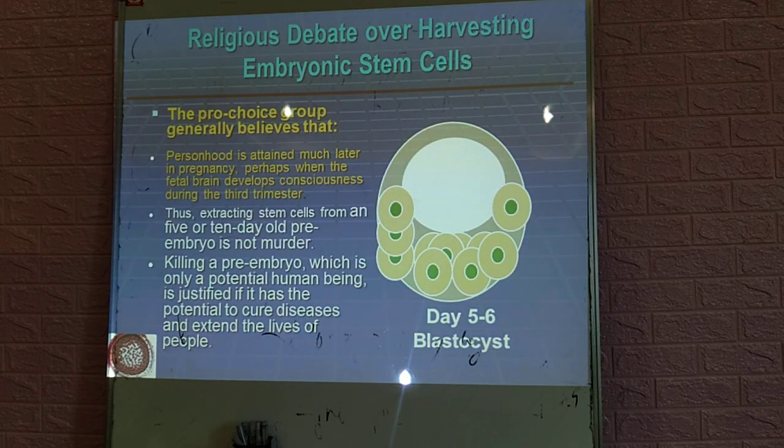So according to them, personhood, that specific knowledge about life, about the probability of being born, and of course the soul, is only attained during the latter part of pregnancy, when the fetal brain has already developed, because it's talking about awareness. Thus, extracting stem cells from a 5 or 10-day-old pre-embryo is not murder. Killing a pre-embryo, which is only a potential human being, is justified if it has the potential to cure diseases and extend the lives of people.